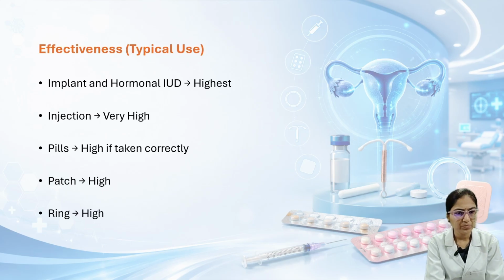Effectiveness. Implant and hormonal IUD are the highest, effectiveness is very high. Injection, very high. Pills, high if taken correctly, at peak effectiveness if taken correctly. Patch is also high, and ring is also high.